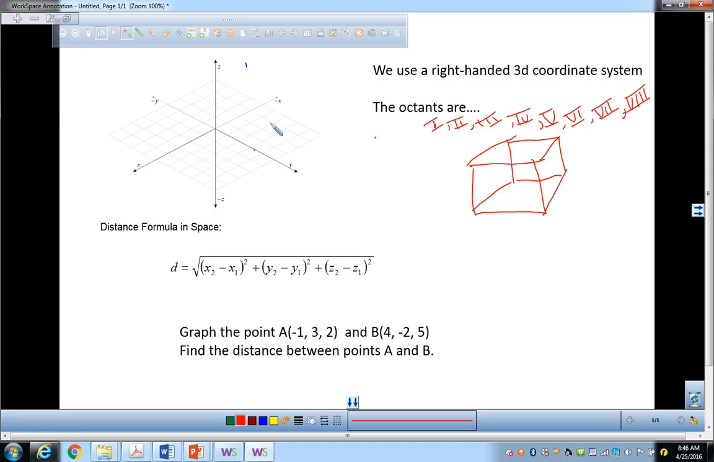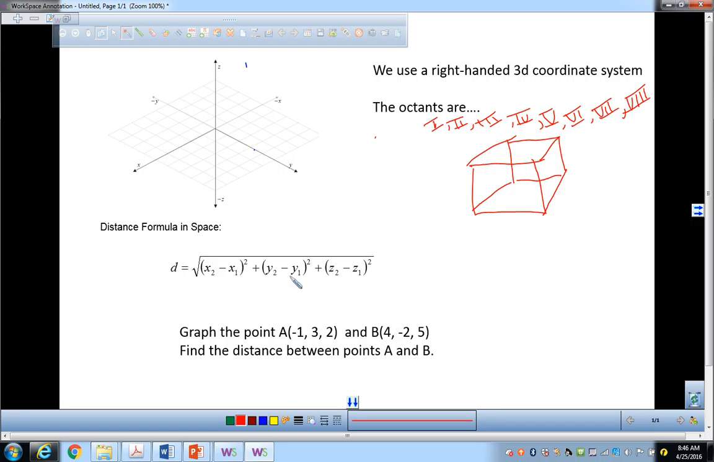Second octant, you rotate around. Is that clockwise? Counterclockwise, right? So the second octant would be kind of points back here. Third octant would be back here. Fourth octant would be over here. Fifth octant would be those points below the first, right? 6 would be below the second. 7 would be below the third, and 8 would be below the fourth. Okay.